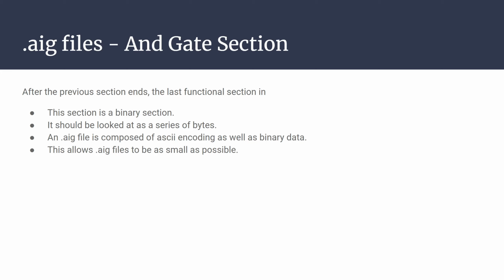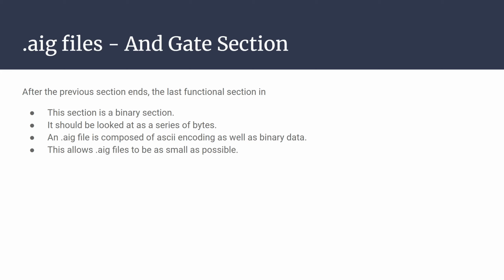The reason this was chosen to be a series of bytes is because you might have almost a squared amount of AND gates, or even more, for the amount of latches and inputs. So for 1,000 inputs and 1,000 latches, you might have something like 1,000,000 AND gates. And so the smaller the AND gate representation is, the better. So AIG files have this binary encoding.